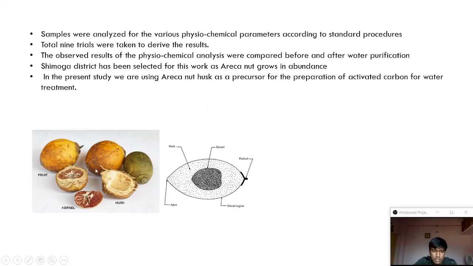So this is areca nut husk, right? This is the husk, and this is the areca, the fruit. We're using the husk to make activated carbon, right? This is the husk, and this is the fruit inside.